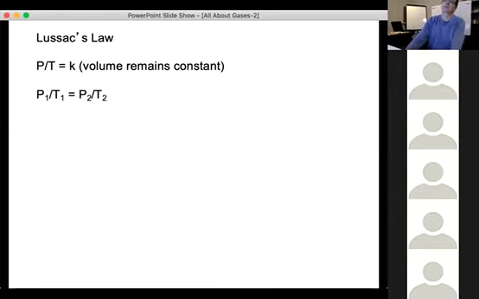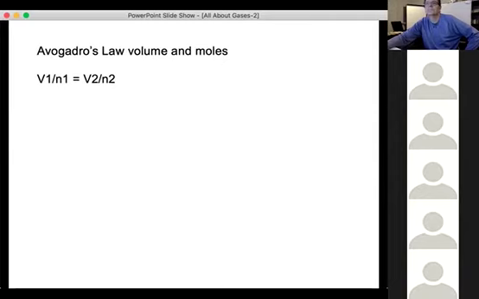Gay-Lussac's law, pressure over temperature. Basically, P1 over T1 equals P2 over T2. And again, volume there remains constant. And then there's Avogadro's law. If you introduce moles, V1 over N1 equals V2 over N2, a volume and mole relationship. It's not a very common gas law problem.